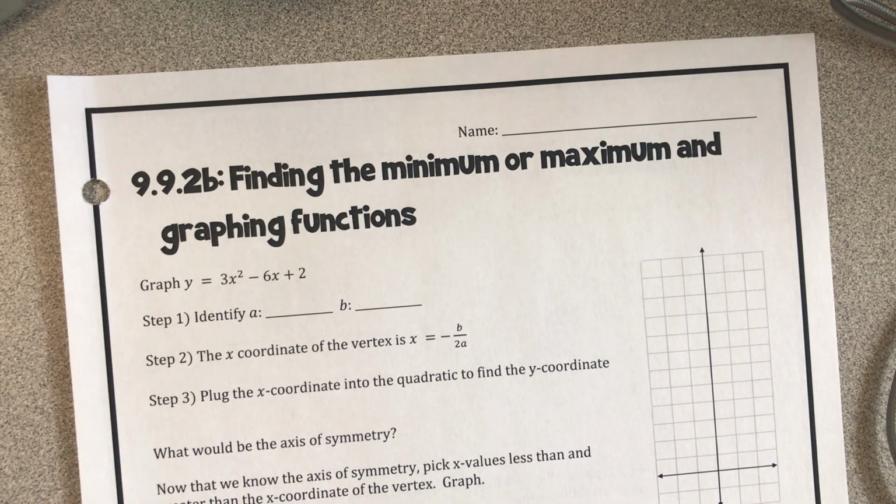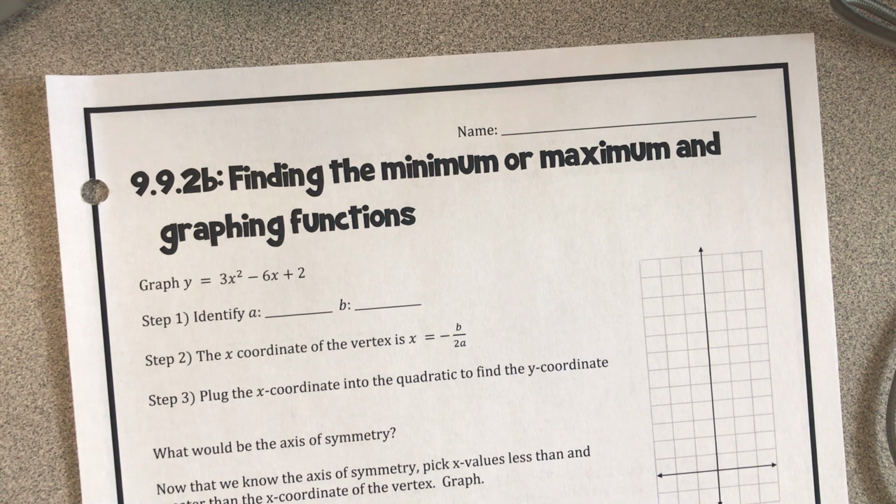Okay, today we're going to continue what we were talking about yesterday, and we're going to be graphing and then finding minimum and maximums of quadratics. So we're just going to dive right in. The first one says graph y equals 3x squared minus 6x plus 2.